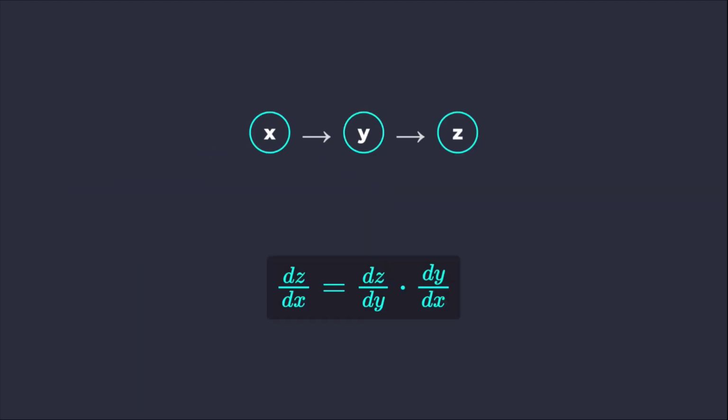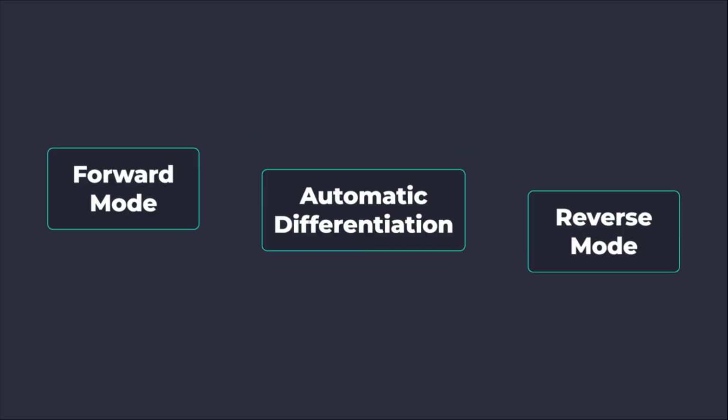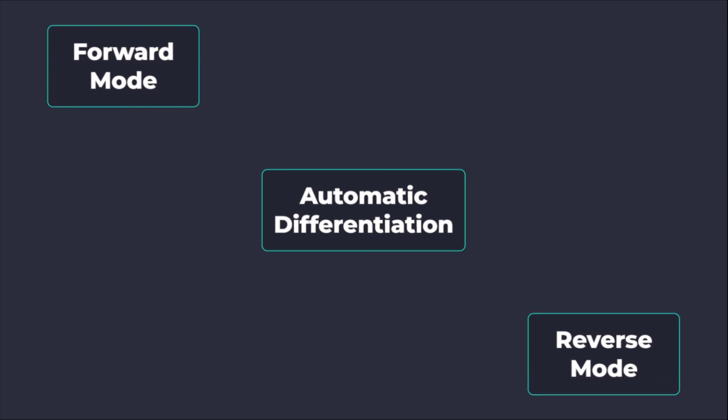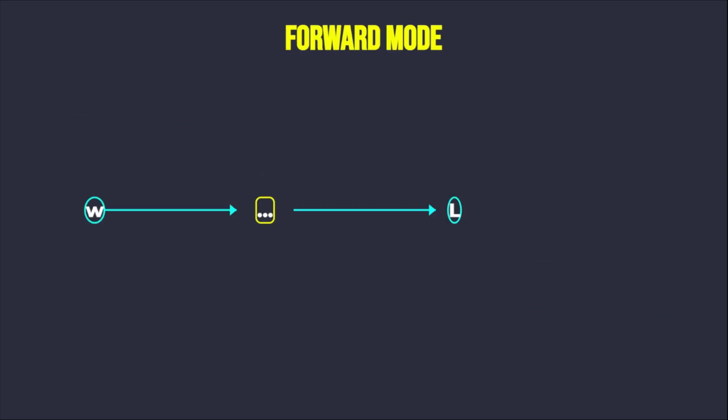If a function z depends on y and y depends on x, the derivative of z with respect to x is the product of the derivative of z with respect to y and the derivative of y with respect to x. Automatic differentiation can be executed in two primary modes. Forward mode AD calculates the derivative alongside the function evaluation itself. It propagates derivative information, known as the tangent, from the input variables towards the output.